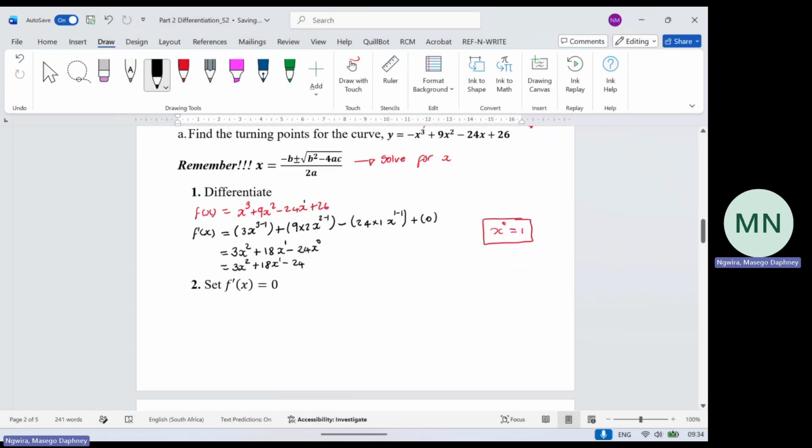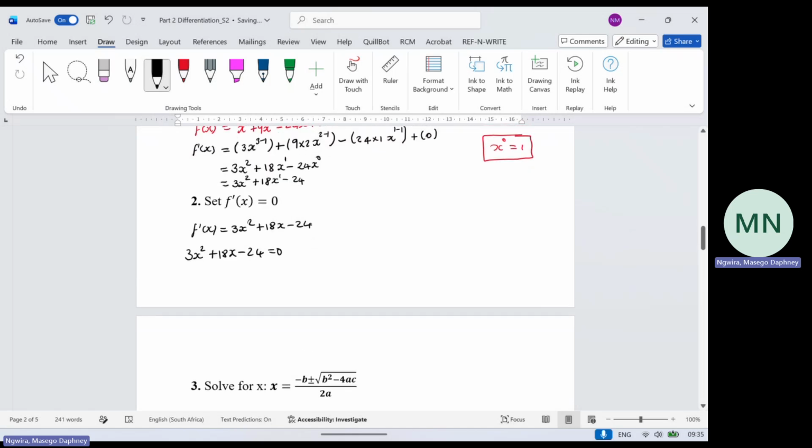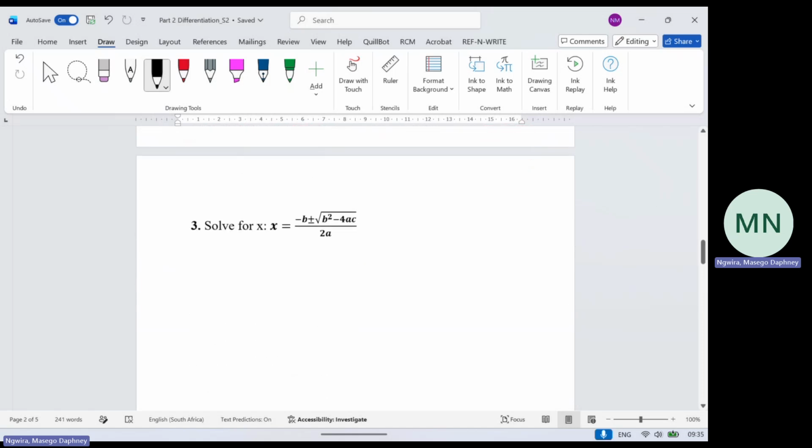Step number 2, they're saying set your f prime equal to 0. Remember your first derivative is 3x squared plus 18x minus 24. So they're saying that you must set this equal to 0. So you must say 3x squared plus 18x minus 24 is equal to 0. I'm just doing this step by step, but because our questions are multiple choice, this will be easier. But when you do it, you just do it as a whole thing. After that, we need to solve for x.